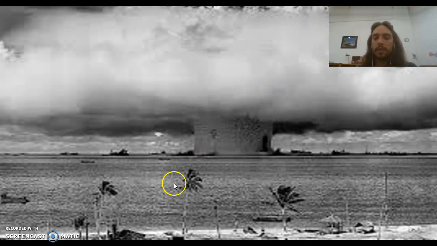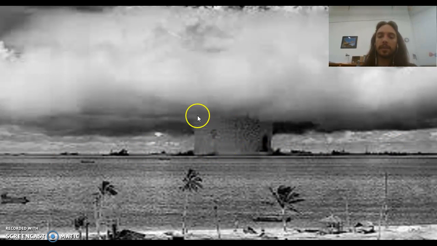So here's the Bikini Atoll that I was telling you about. All these trees have stripes on them because they're trying to figure out how much water is going to come up, how big of a wave this explosion is going to produce. There's a bunch of boats out here, and these boats are empty. They're just trying to figure out how close a boat can get to an atomic bomb before it gets destroyed. And all of these boats were unusable.